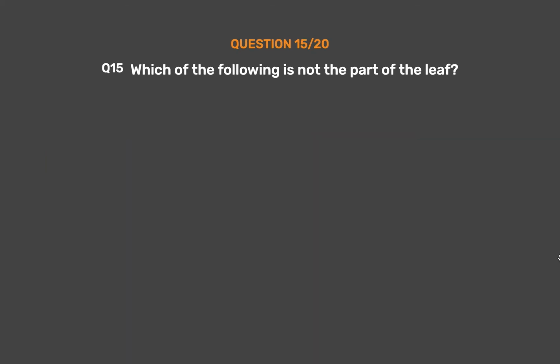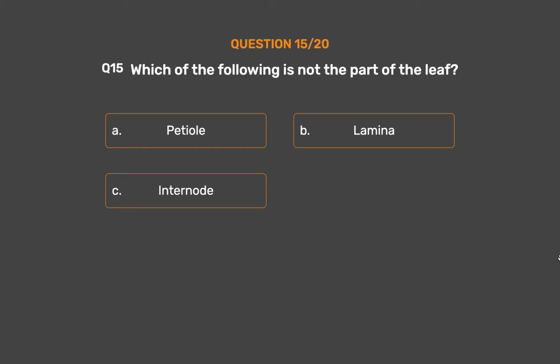Question number 15. Which of the following is not the part of the leaf? Option A. Petiole. Option B. Lamina. Option C. Internode. Option D. Leaf base.